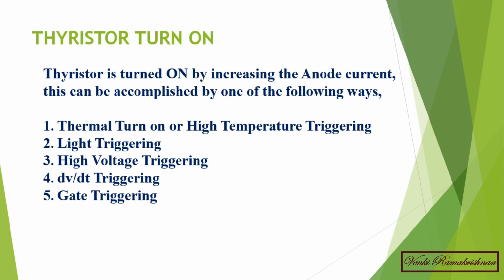Okay. I will discuss the turn on methods for thyristor. There are 5 methods to turn on. First one is thermal turn on or high temperature triggering. Second one is light triggering, then high voltage triggering, dV by dt triggering, and the final one is gate triggering.